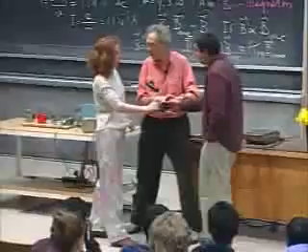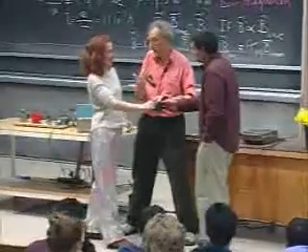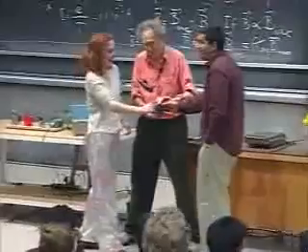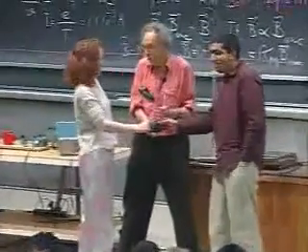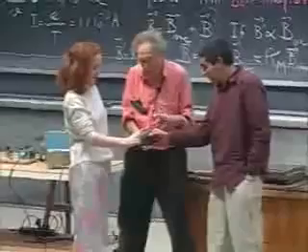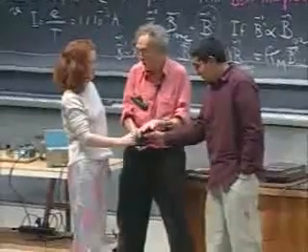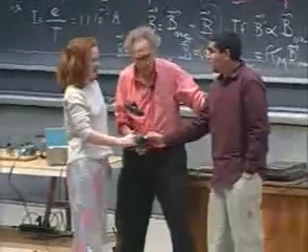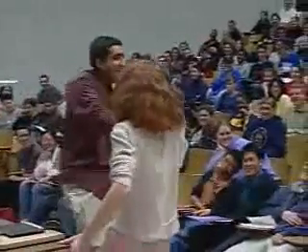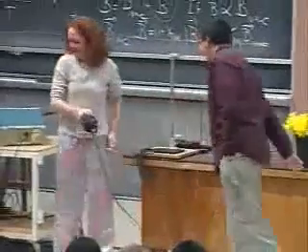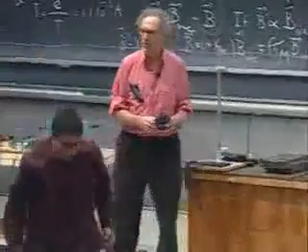Because suppose the current stopped running all of a sudden. It's possible. It's MIT, right? Anything can happen. Then, of course, it's no longer a strong magnet. It's only a strong magnet as long as the current is running through the solenoid. So you secure yourself, too. Okay? 3, 2, 1, 0. Go. Don't worry. I knew that in advance, but thank you very much. Very kind of you.